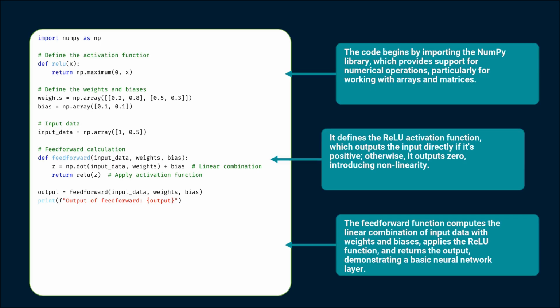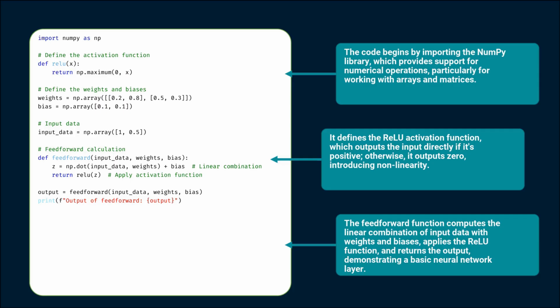Here, we've chosen specific values for the weights as a two-dimensional NumPy array and initialized the bias as a one-dimensional array. With our input data prepared, we then define the feed-forward function, which computes the output of the neuron. This function performs a linear transformation by calculating the dot product between the input data and the weights, followed by adding the bias. After obtaining this combined value, we apply the ReLU activation function to determine the final output.